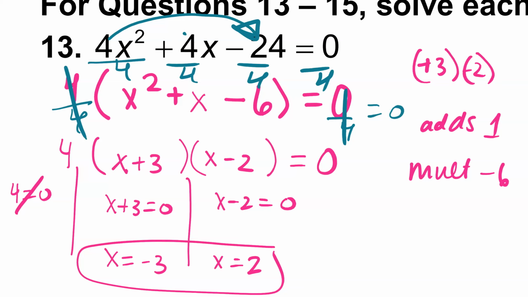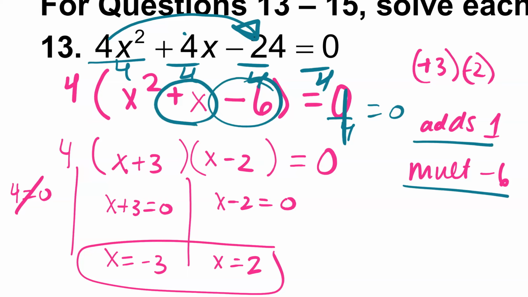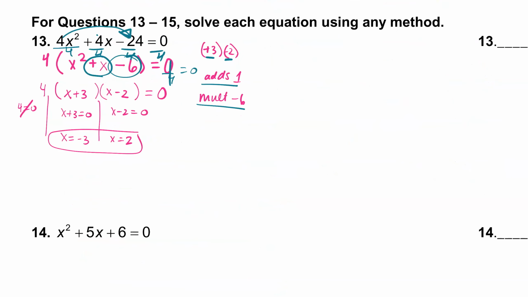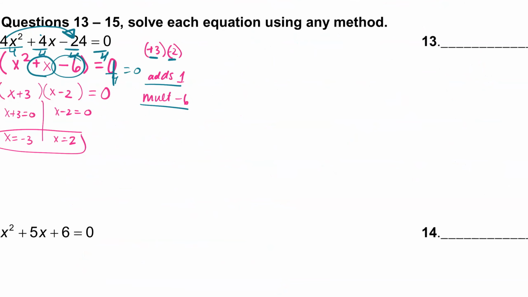Can you explain again how you got the x plus 3 and x minus 2? Yes. So, we looked in the middle. What adds to 1 and multiplies to negative 6? So, we said positive 3, negative 2. You add them, you get 1. You multiply them, you get negative 6. So, those are our two solutions. And that took not too long.